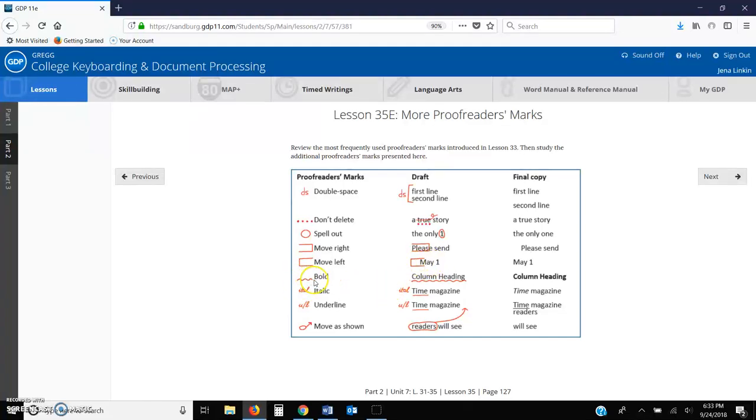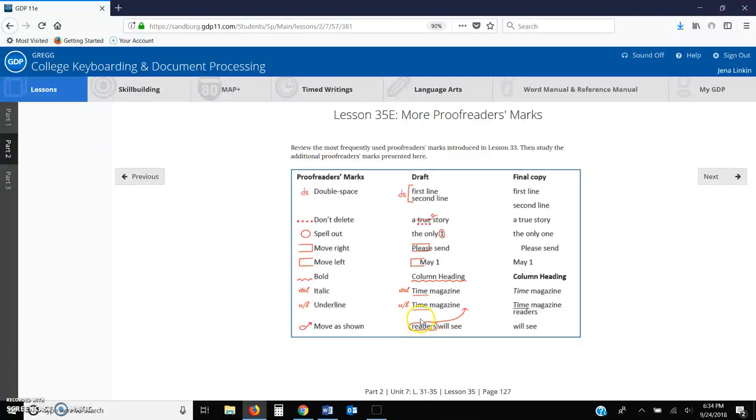Okay, if you have a squiggly underline, that means to bold something. If you have ITAL, that means to italicize that word that's underlined. So ITAL, italicize time. UL means to underline. Now the old, back when I took this, just an underline meant to underline. So now they're putting a UL to underline whatever they have actually underlined. Then the circle with the arrow means to move.